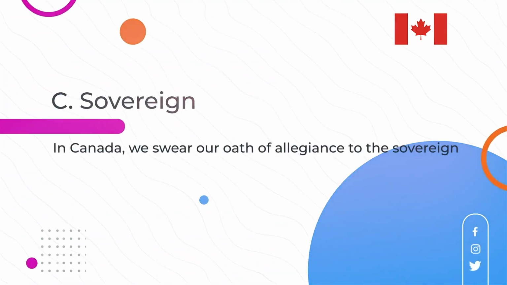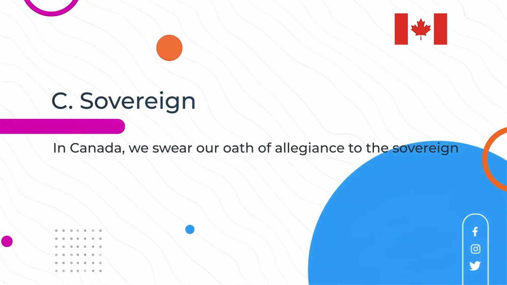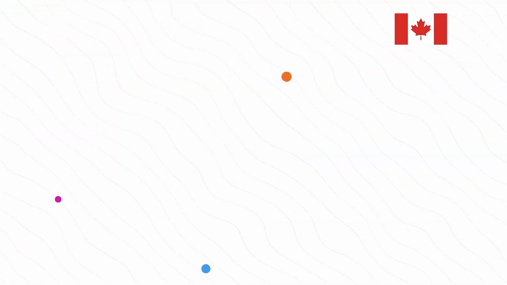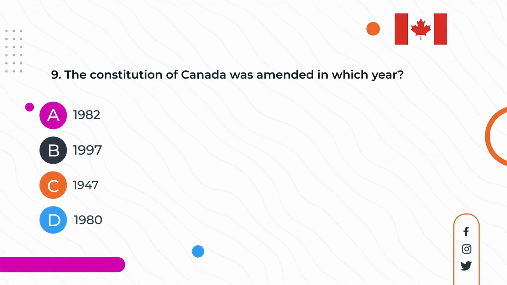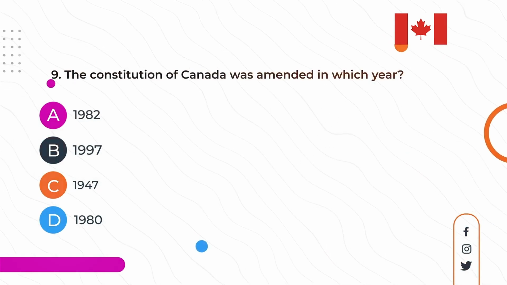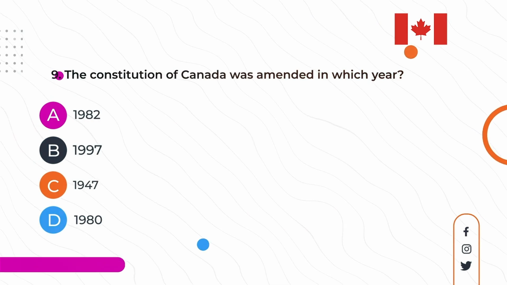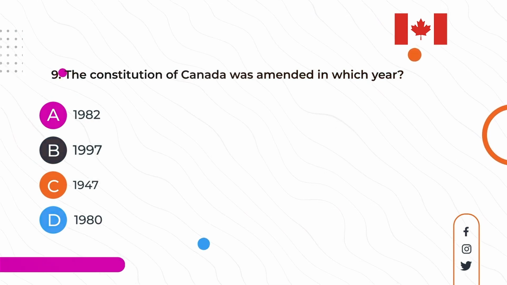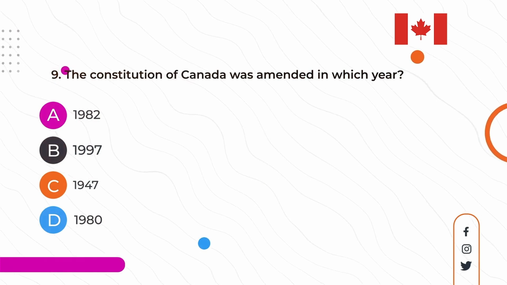Answer. C. Sovereign. In Canada, we swear our oath of allegiance to the sovereign. Number 9. The Constitution of Canada was amended in which year? A. 1982. B. 1997. C. 1947. D. 1980.